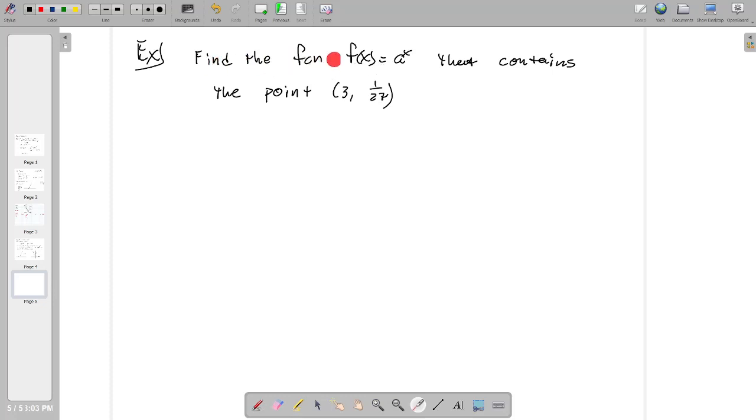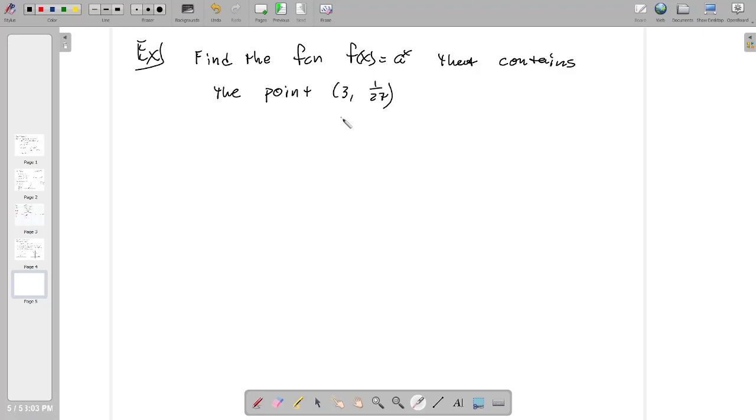Here, find the function f of x is equal to a to the x. This is saying that we already know the form of the function. We know that it's an exponential. What we're trying to do in this problem is figure out what a is, because it will be of the form a to the x. I just need to know what a is.